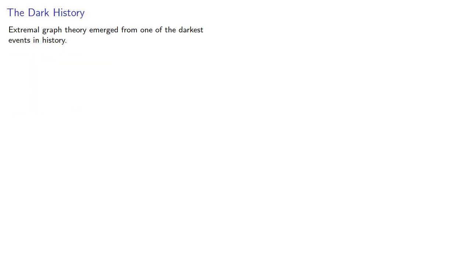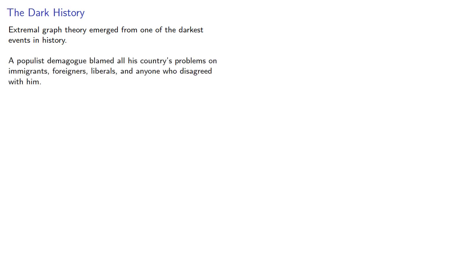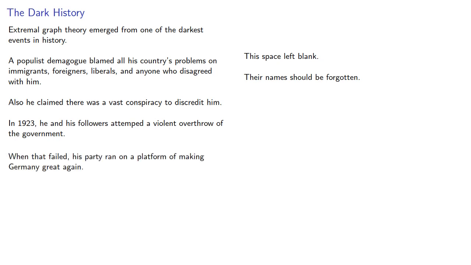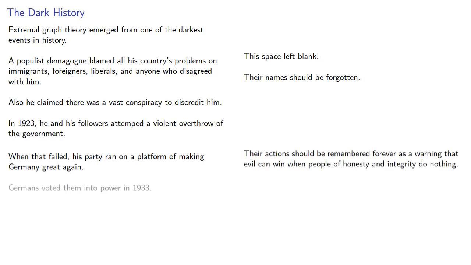Extremal graph theory emerged from one of the darkest events in history. A populist demagogue blamed all his country's problems on immigrants, foreigners, liberals, and anyone who disagreed with him. Also, he claimed there was a vast conspiracy to discredit him. In 1923, he and his followers attempted a violent overthrow of the government. When that failed, his party ran on a platform of making Germany great again. Germans voted them into power in 1933. For many Germans, it would be the last election they ever voted in.